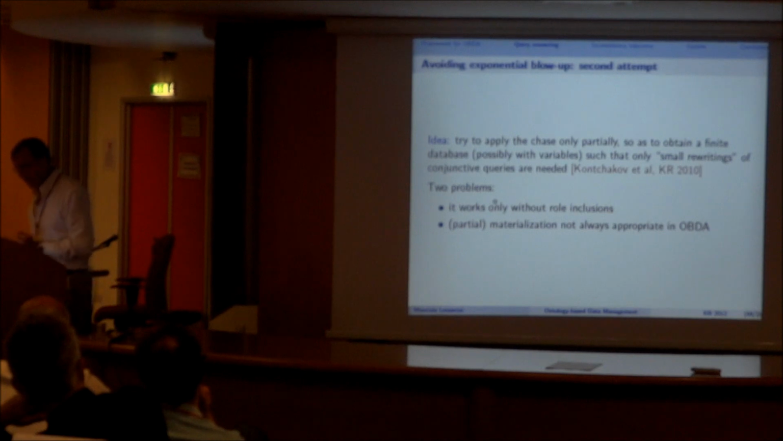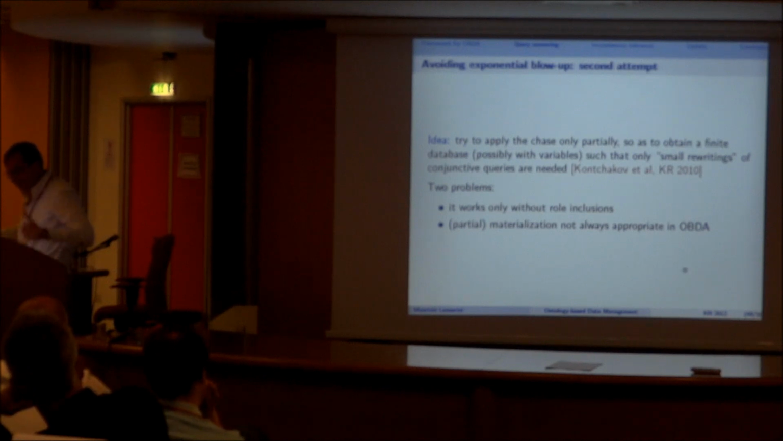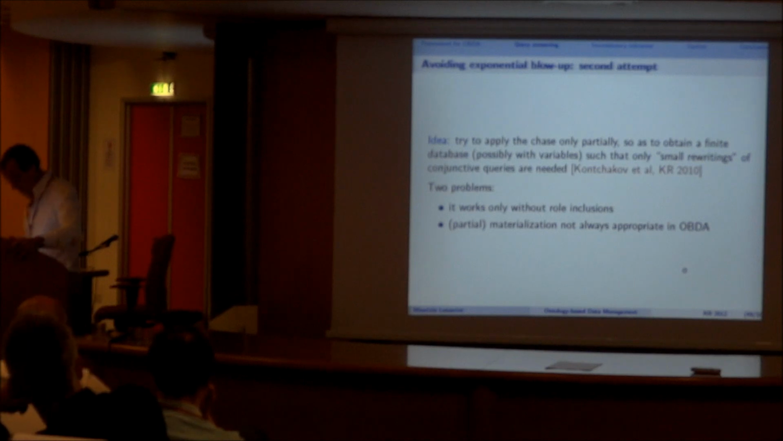Unfortunately, this works only for a language without role inclusions. But in our experimentation, role inclusions were very important for modeling the domain. And it's also not clear whether in practice this idea of materializing the data is appropriate for ontology-based data access. In general, organizations don't like to materialize the data again. They have it in the data sources, and they don't want to move the data again, with the additional problem of keeping the two copies up to date.